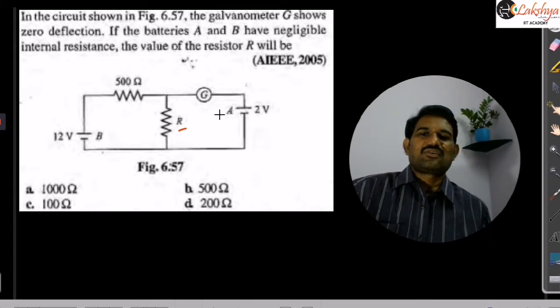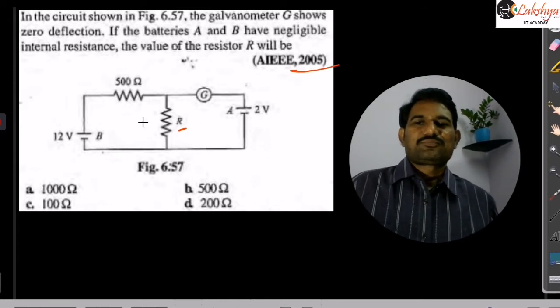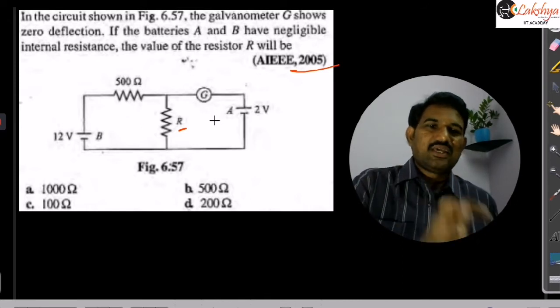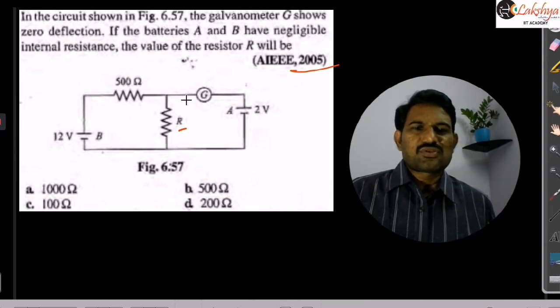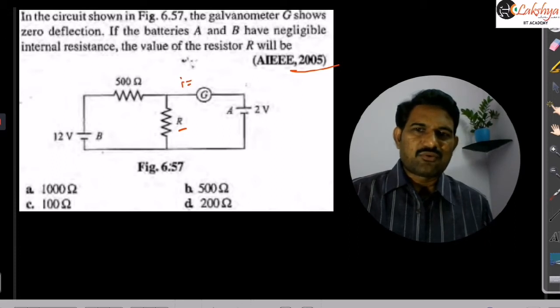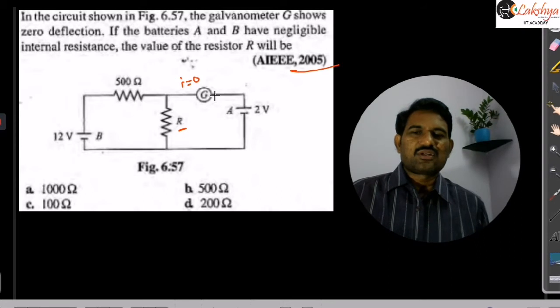You can observe that this is a previous JEE Mains question. Here the galvanometer shows a zero reading. That is the important point, which is useful for us in the discussion of this potentiometer. When the galvanometer shows zero reading, it means there is no current flowing here, so the current in this path is equal to zero. Even though the circuit is closed, there is no current flowing through it.